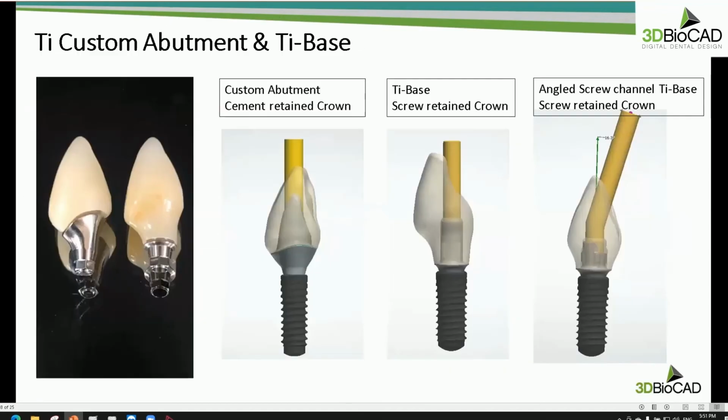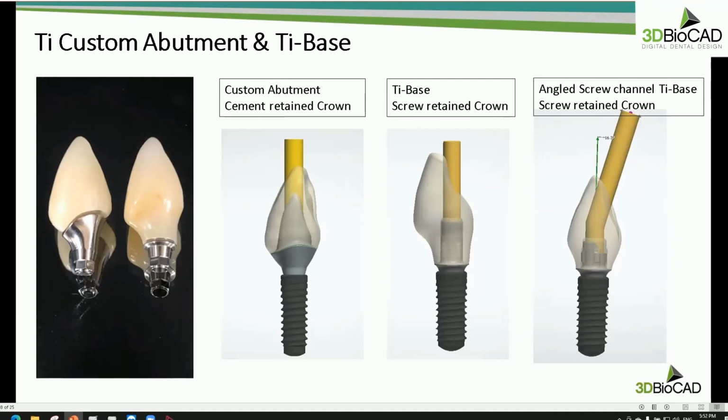So next page, I think everyone already knows about it, but let me point out very quickly what kinds of titanium parts there are, because in most cases recently we go with titanium a lot. We can make a custom abutment with a screw-retained crown, or we can use a titanium base with a screw-retained style. And the third thing, the angled screw channel titanium base. Many doctors, many laboratory people are looking for that recently, right?